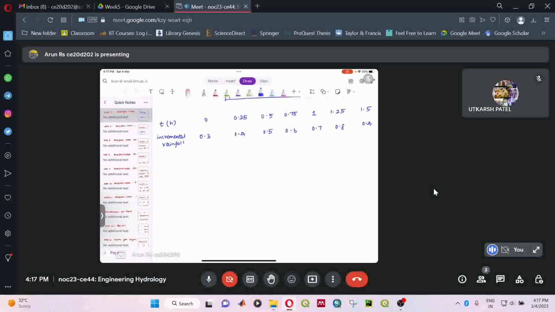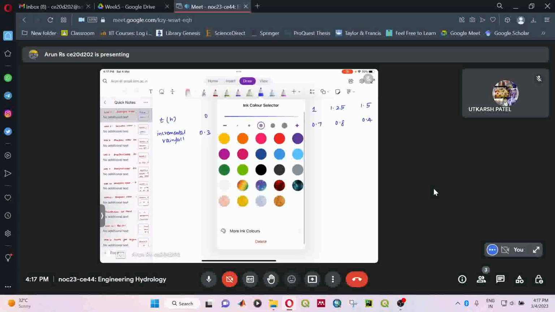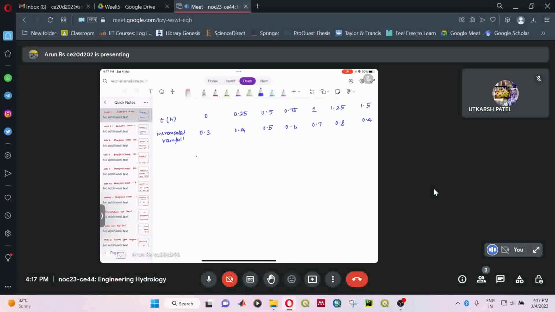So now we have written down the time and the incremental rainfall. Now we'll go on to how to calculate the infiltration rate and the cumulative infiltration depth in each time step. So we know that infiltration rate f is equal to the saturated hydraulic conductivity into 1 plus psi delta theta divided by capital F.